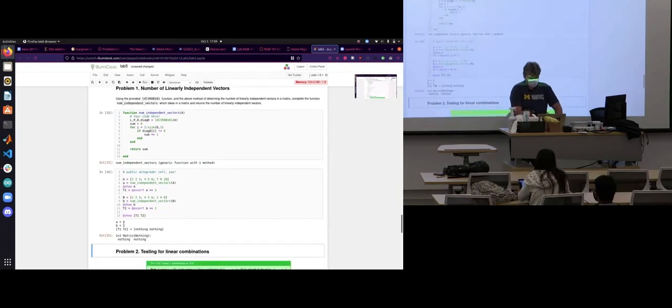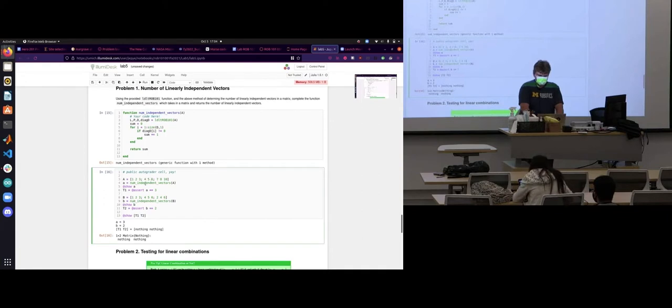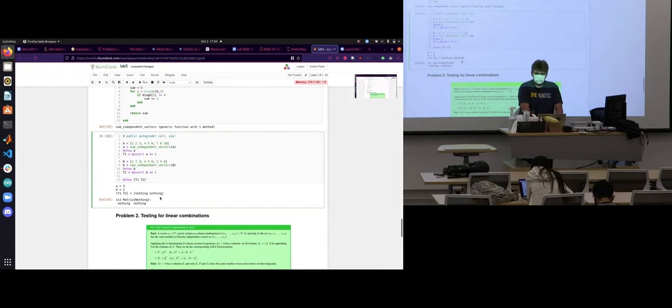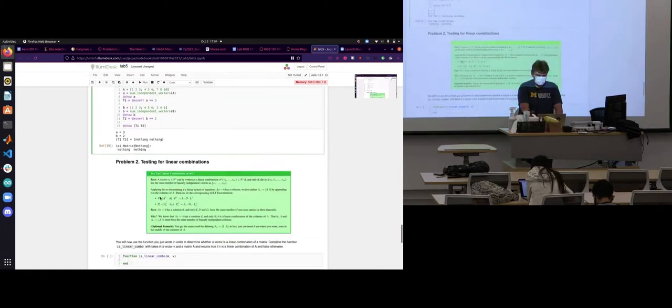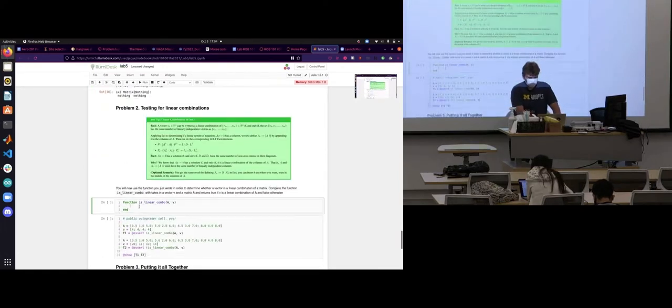Then we'll run it. We'll see that A has 3 independent columns here, and that B has 2 independent columns. This is what we expect because 2, 4, 6 is obviously a multiple of 1, 2, 3. So we know that we wrote the function right. Now we'll move on to problem 2.